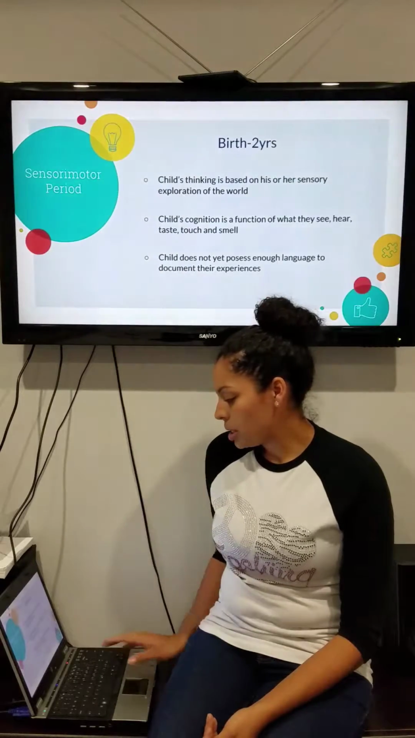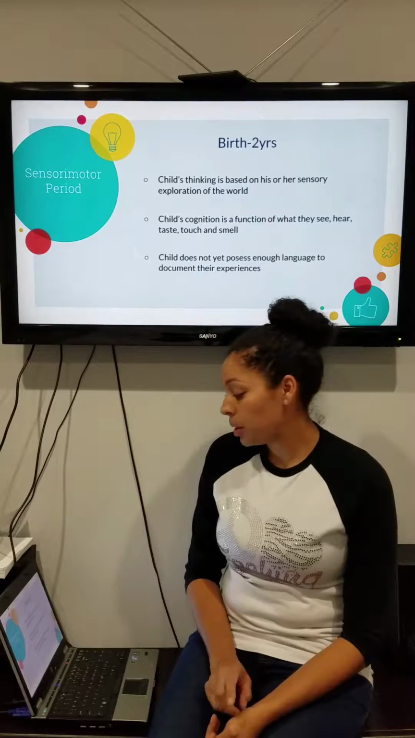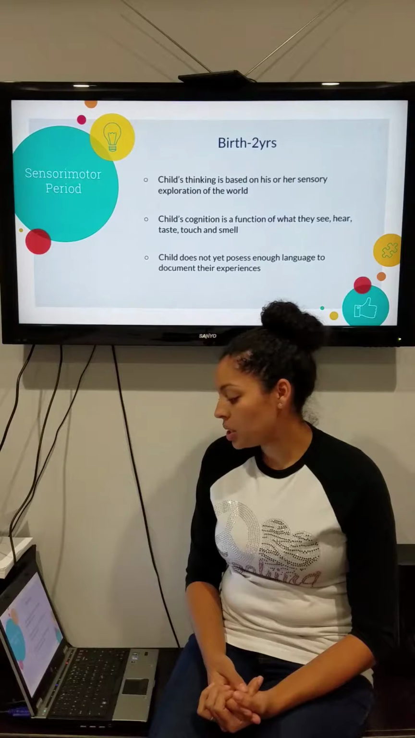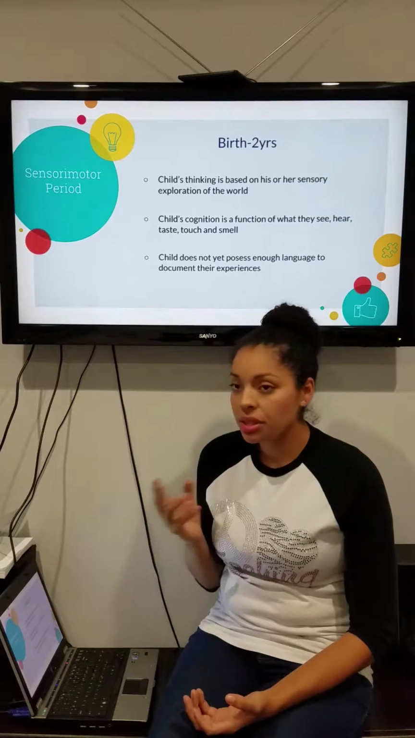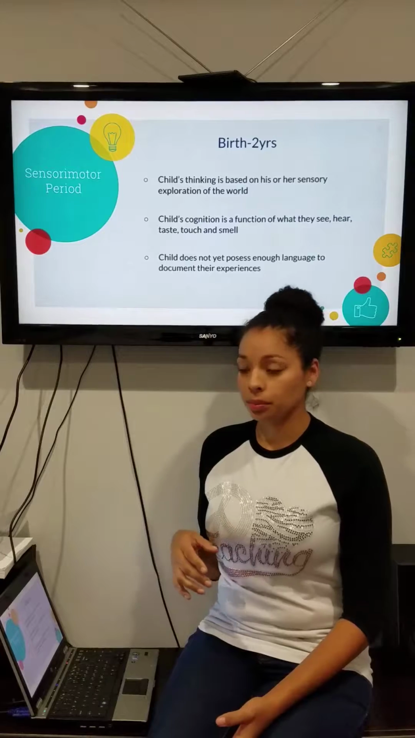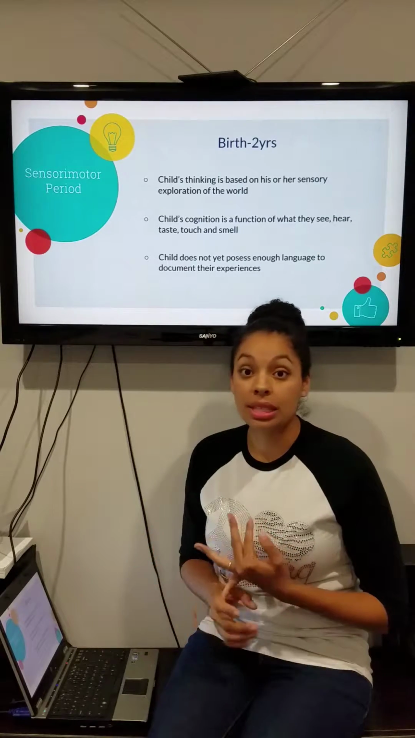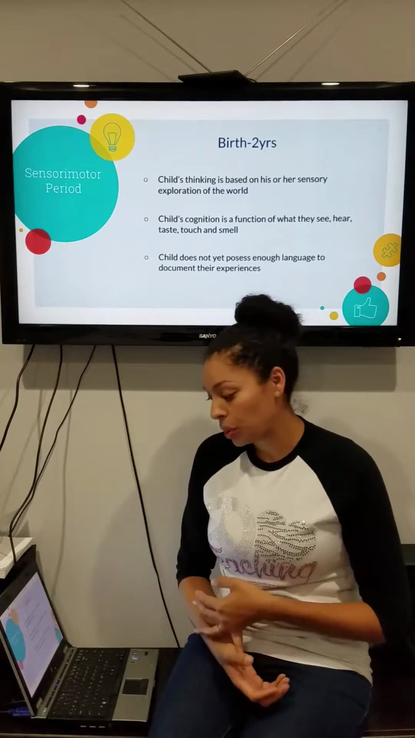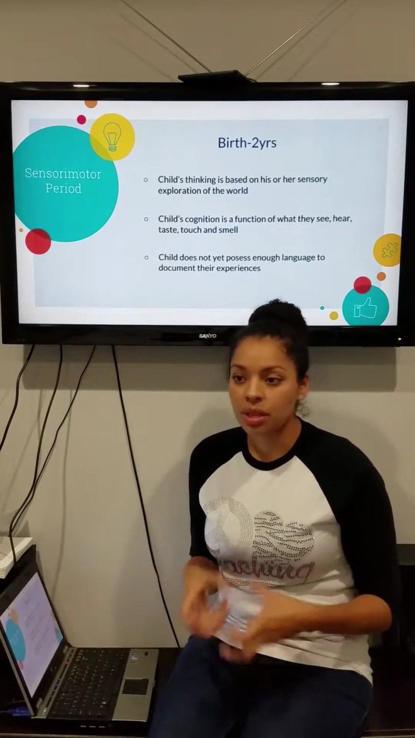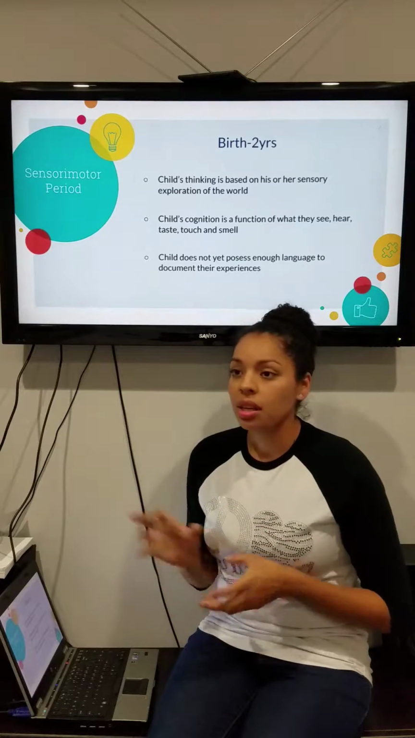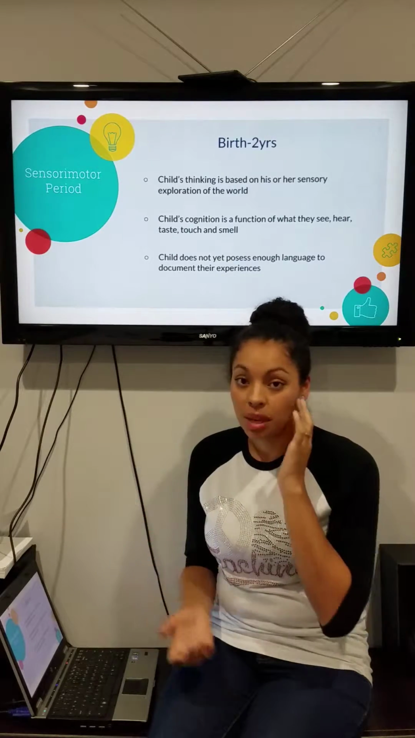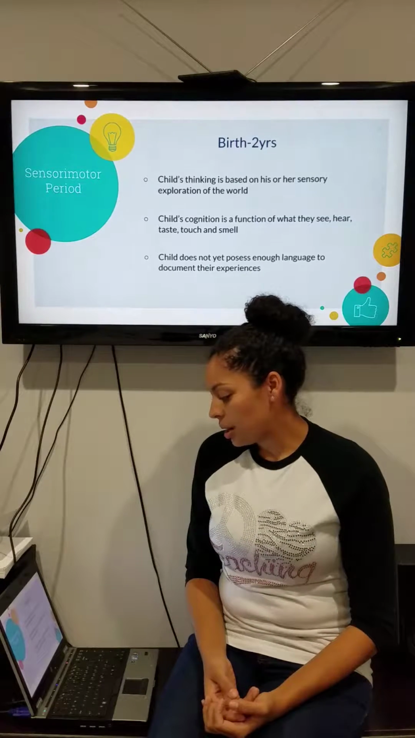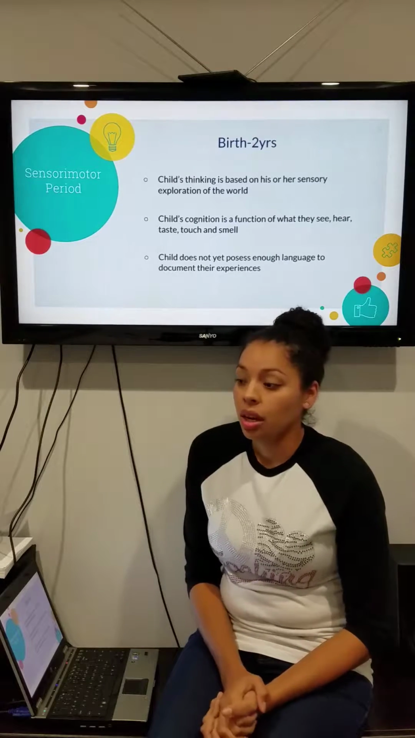So we're going to talk a little bit about the sensory motor period, which, like I said, is from birth to 2 years of age. At this stage, the child's thinking or cognition is mostly based upon what the child sees and hears and touches, their senses. That's basically why it's called sensory motor. They're toddlers experimenting, trying to learn how the world works. They usually put things in their mouth, and this is why we see babies putting things in their mouth; they're exploring, trying to learn. And at this stage, the child does not yet possess enough language, obviously, as they're a baby.